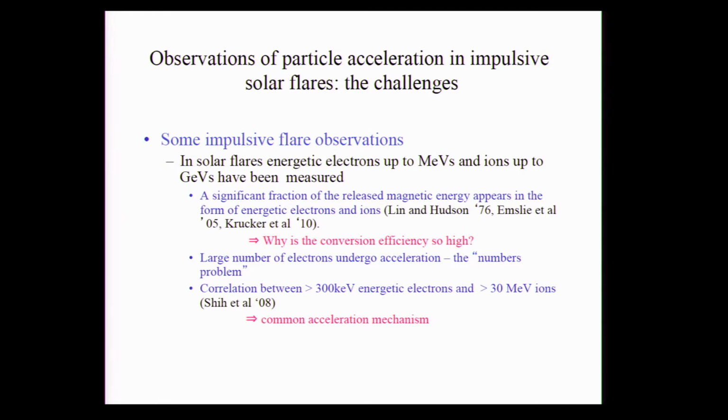And then there's the numbers problem. Very large numbers of electrons undergo acceleration, and that becomes a challenge to explain. Also, they see a correlation between greater than 300 keV electrons and greater than 30 MeV ions, implying that there's a common acceleration mechanism. It's not like A is accelerating electrons and B is accelerating ions. They seem to be linked.